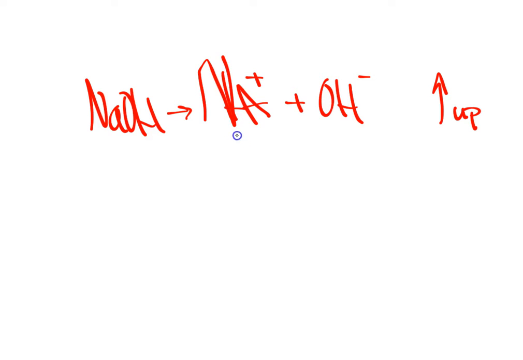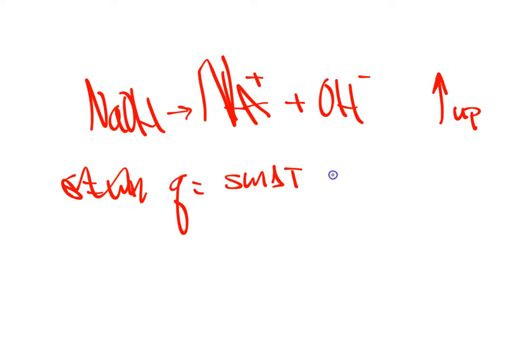So Na plus plus OH minus, it gave off heat. We were able to use Q equals S M delta T to calculate this heat, right? Yeah. And S was 4.184. M was like 50 something, 50 point something.